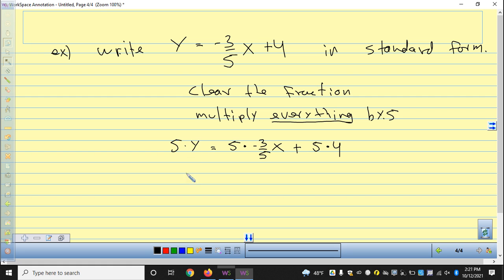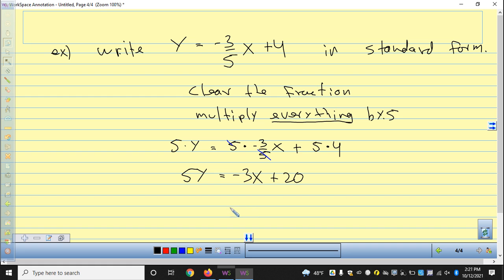Well, 5 times y is just 5y. 5 times negative 3/5 x, these 5's cancel. The 5 in the numerator cancels with the 5 in the denominator. And I get negative 3x. And 5 times 4 is 20.